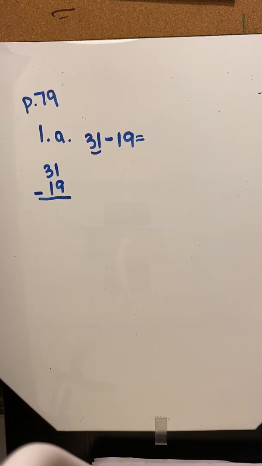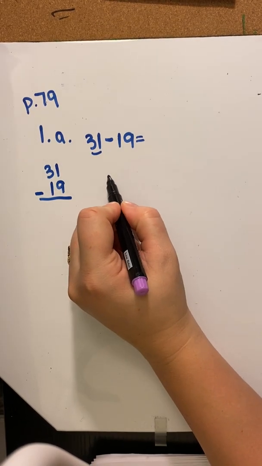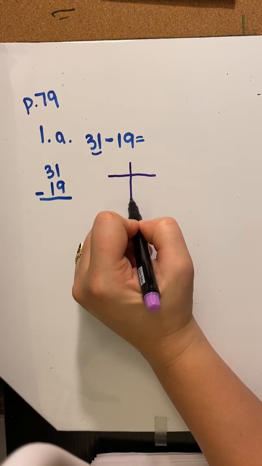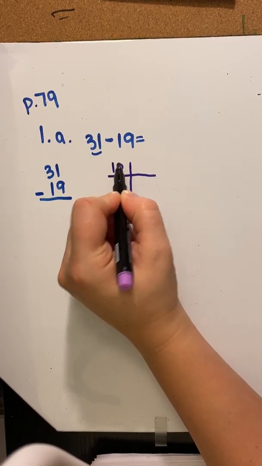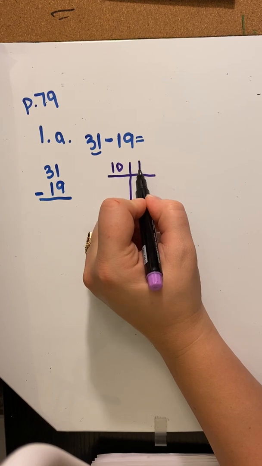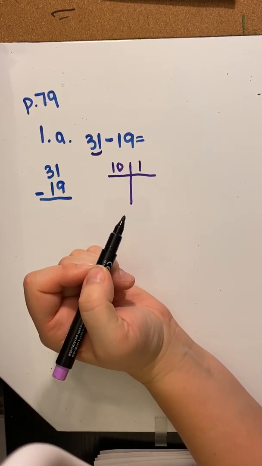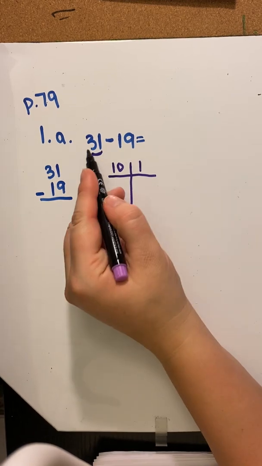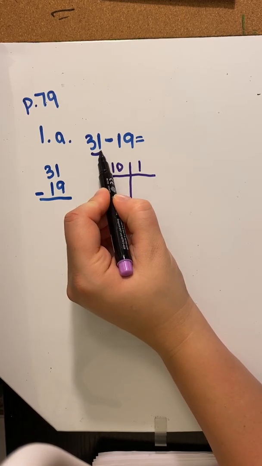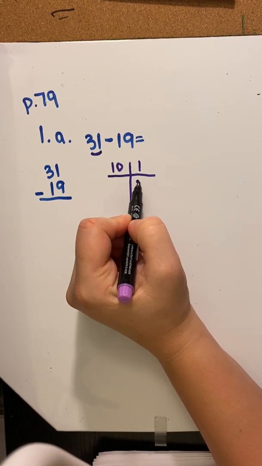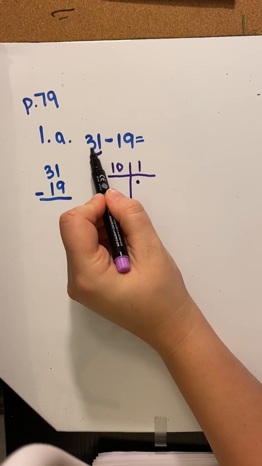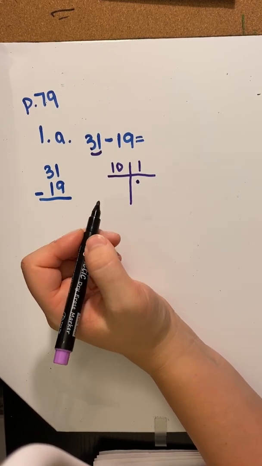Okay, so now we are going to do a place value chart again. So we have our tens here and we have our ones here. So remember, we're going to put in this first number. So how many ones do we have? We have just 1. And how many tens do we have? We have 3.